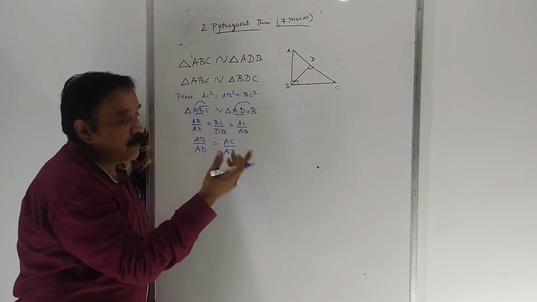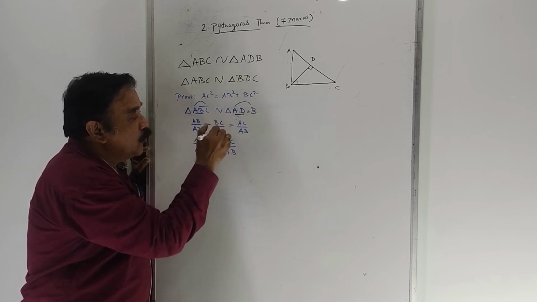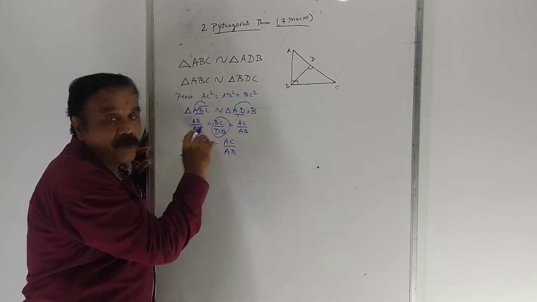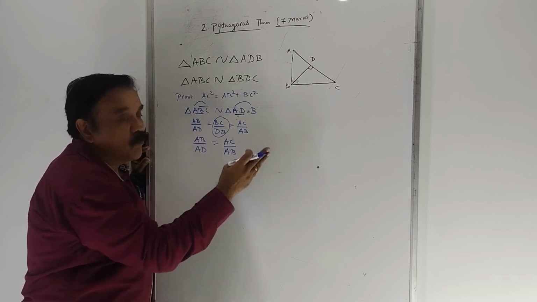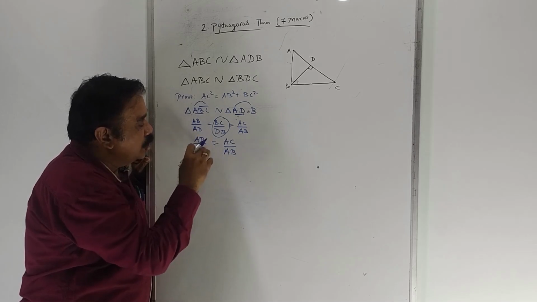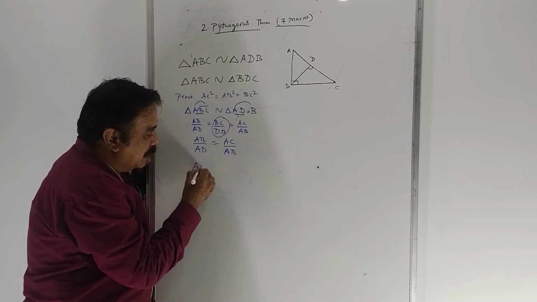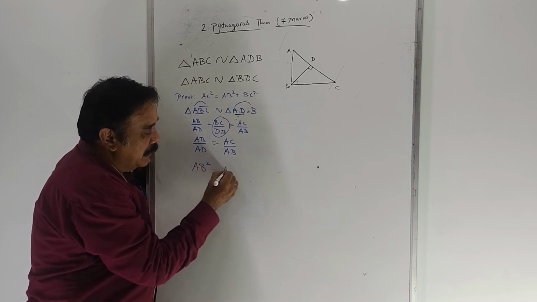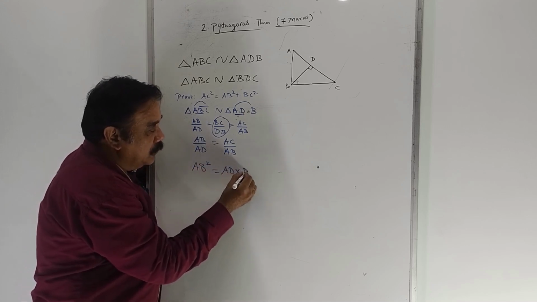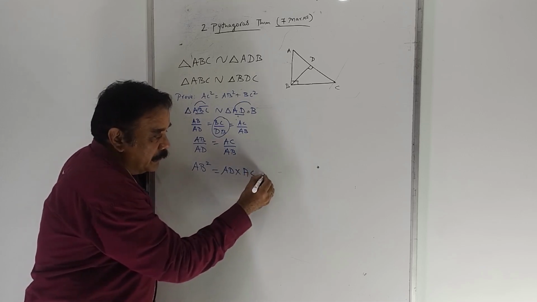The question tells me what you want. So I will get that as AB square. Now I don't want this one, BC upon DB. The next step, whatever you don't want, you don't try it. And now you take AB upon AD is equal to AC upon AB. Now when I cross multiply, what will I get? AB square is equal to AD into AC. Got it? This is your first.